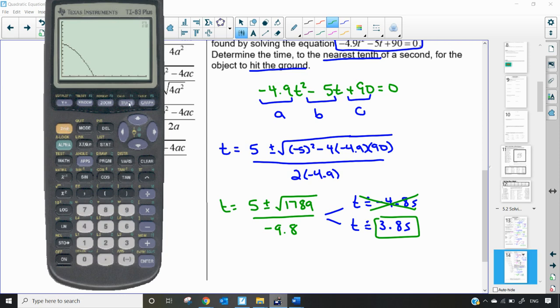I go second, calc, intersect, and we check where those points intersect. And again, 3.8. So we can use our calculator to verify our answers.